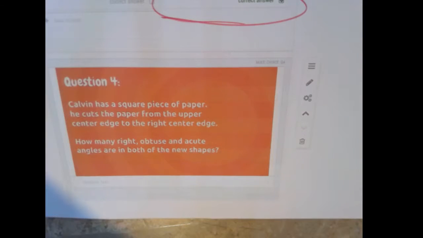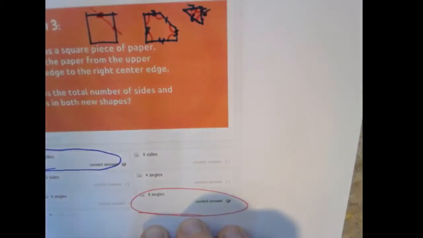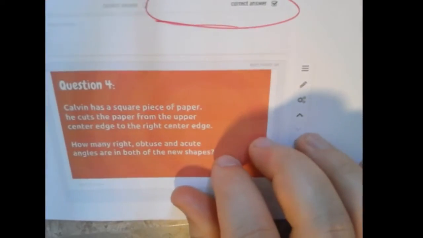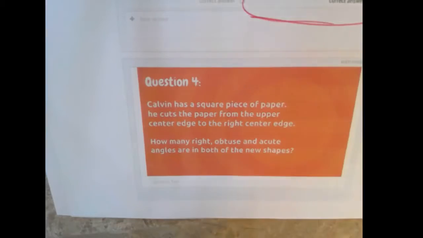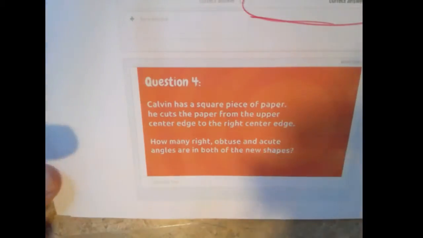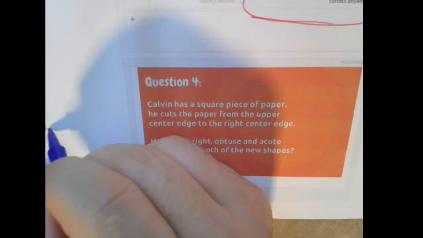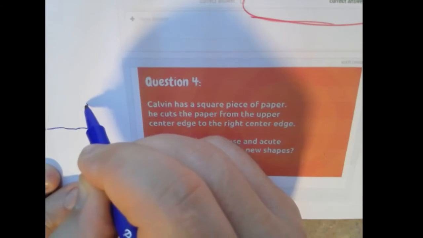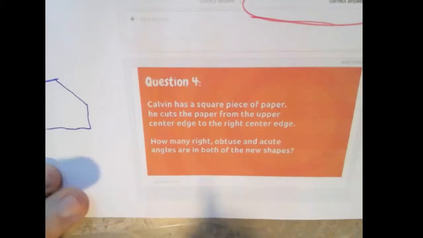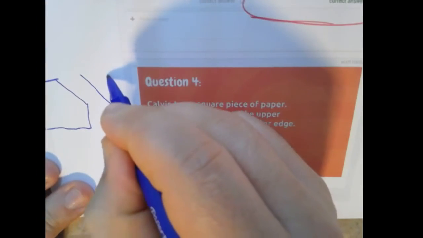Finally, question 4. If we have that same square piece of paper and he cuts the paper from the upper center edge to the right center edge, how many right, obtuse, and acute angles? So let's go back up to this figure again, and it's going to have that same shape where we cut off the corner. Let me redraw that so we have room to start labeling our angles. Something like this and this.